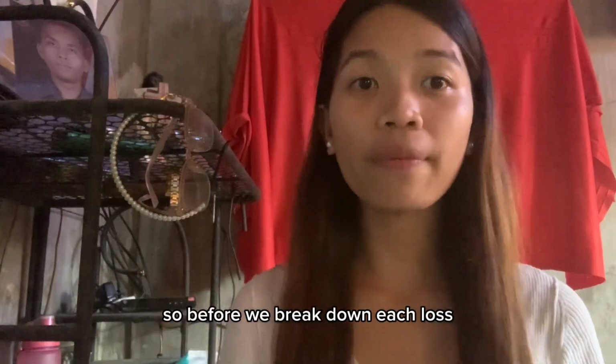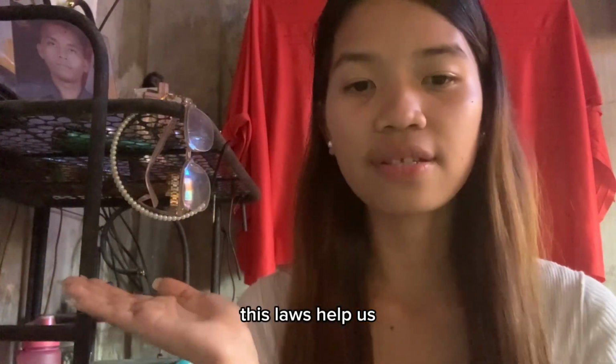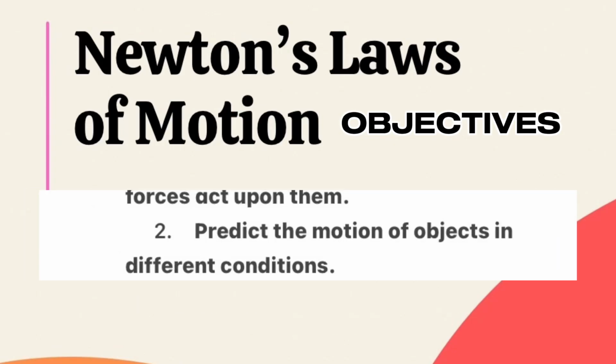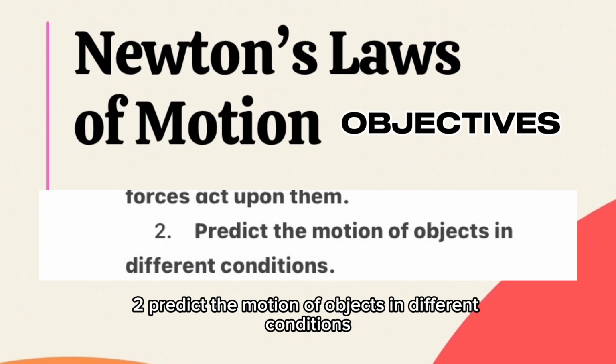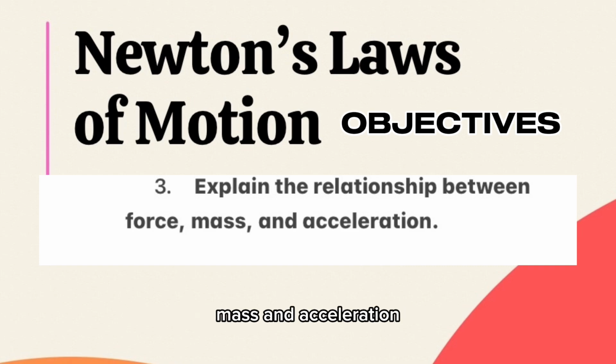So, before we break down each law, let's understand their main objectives. 1. These laws help us to describe how objects move when force acts upon them. 2. Predict the motion of objects in different conditions. 3. Explain the relationship between force, mass, and acceleration.